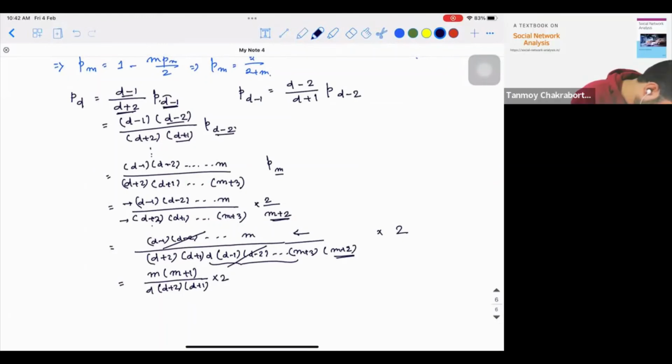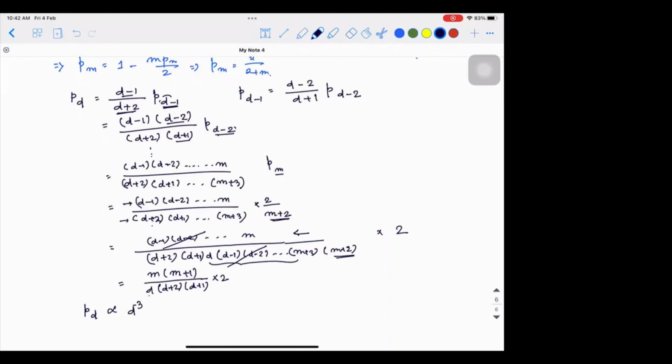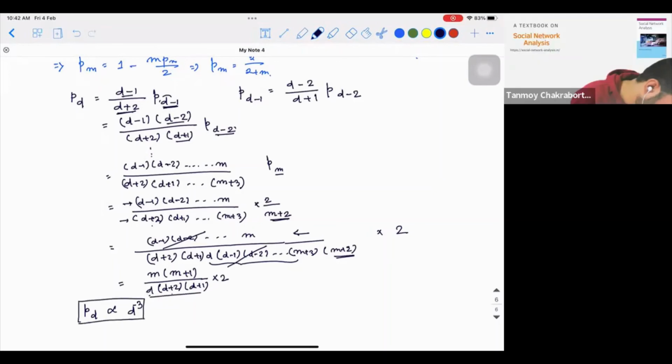So you see here that P(d) is inversely proportional to d cube. You see here d power minus 3, right? So it means that it follows a power law, where the coefficient is minus 3.